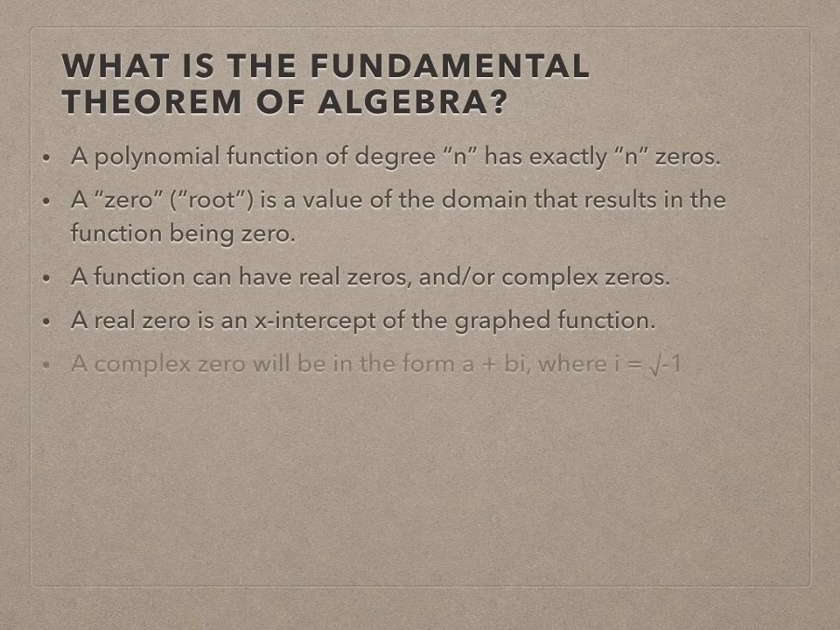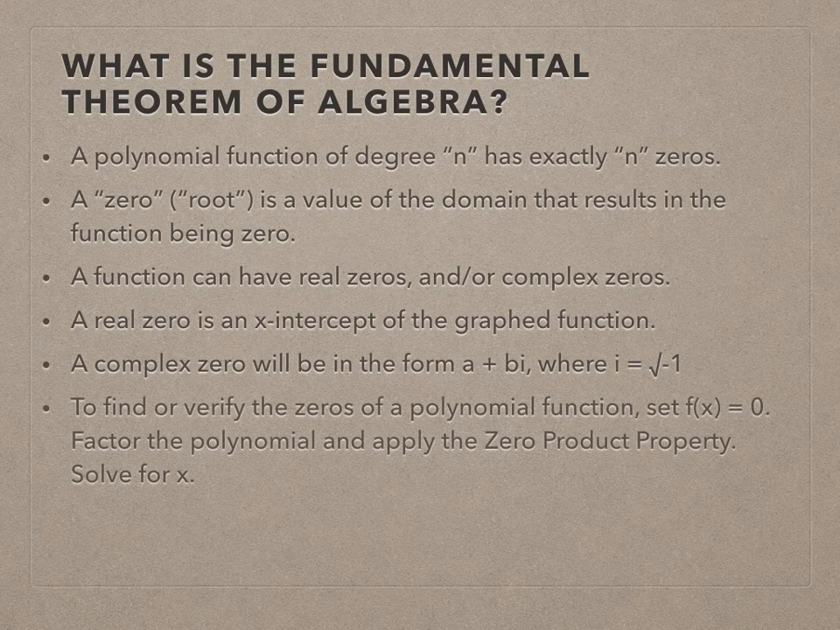A complex zero will be in the form a plus bi, where i is equal to the square root of -1. To find or verify the zeros of a polynomial function, we will set f of x equal to 0. We'll factor the polynomial and apply the zero product property. Then we'll solve for x.